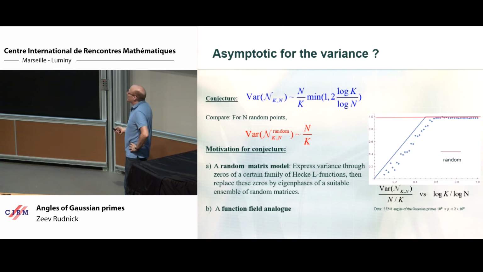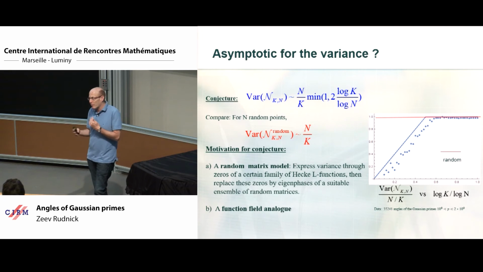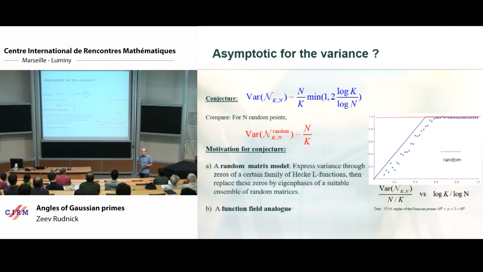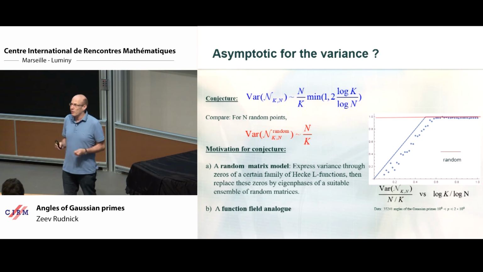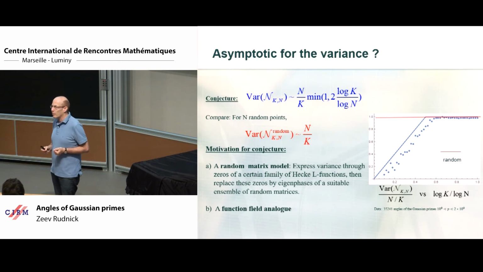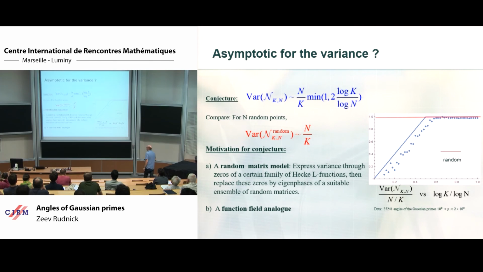So I came to this conjecture by two independent approaches. One is to express this variance in terms of zeros of a certain family of L functions, and then replace whatever I get for the zeros by eigenvalues coming from a suitable ensemble of random matrices. I will not explain anything about this here. And the real point was to go make a function field model and actually prove something in the function field model. And this is what I want to explain now. Okay, and then you need to have a dictionary to tell you how to go from function fields to number fields. This is something that I know how to do.